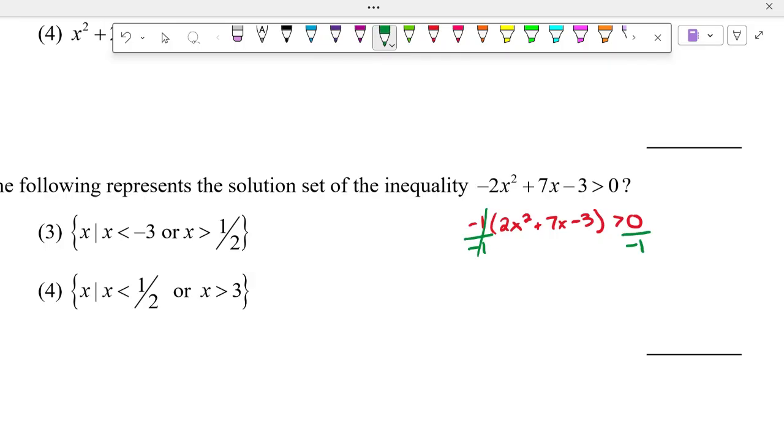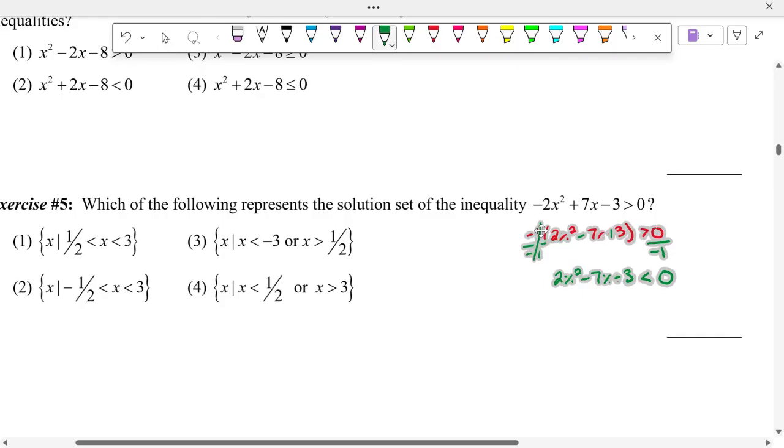Now, here's my question. What happens with an inequality when you divide by a negative? It turns the sign. So this is now 2x squared, sorry, this should be minus and plus. Minus 7x plus 3 is less than 0. So we're not going to necessarily solve that because I can guarantee that y'all can solve that. But I just wanted to note that if you have a negative in front of your a value, take that negative out, divide it over, flip the sign.